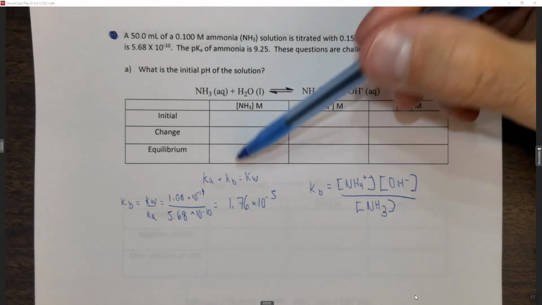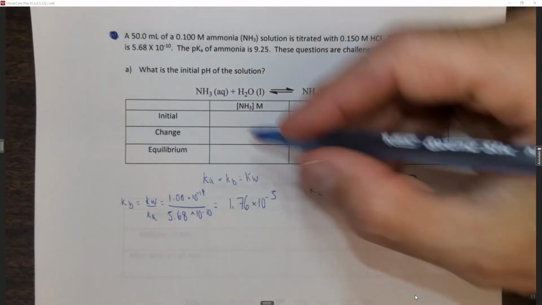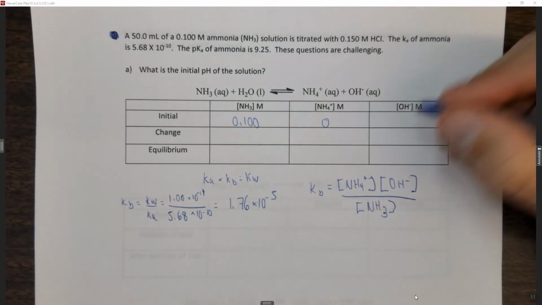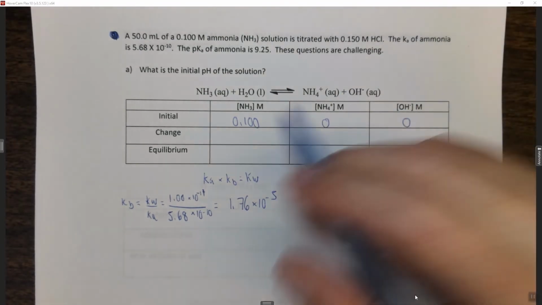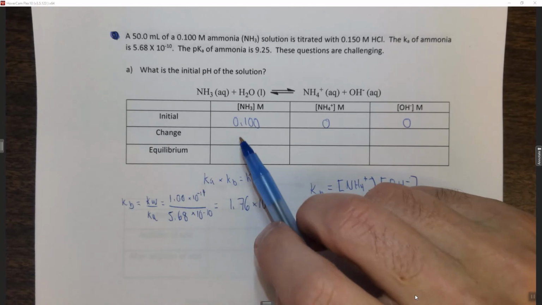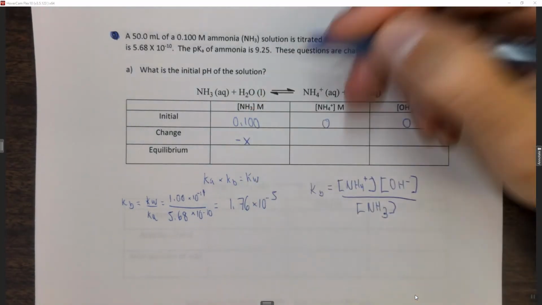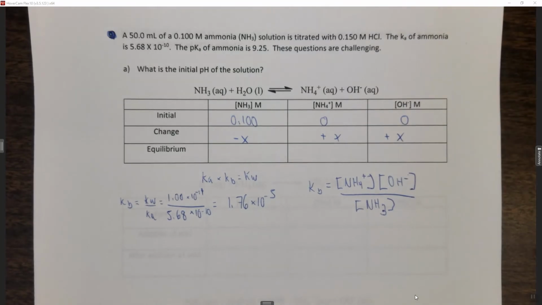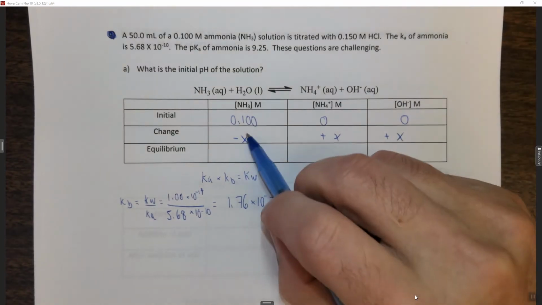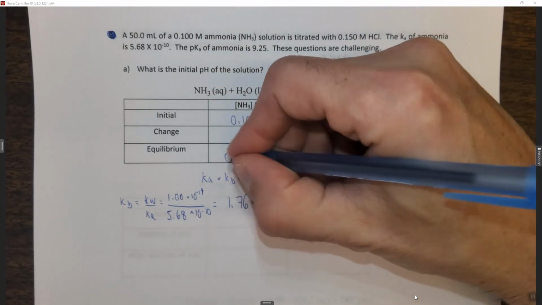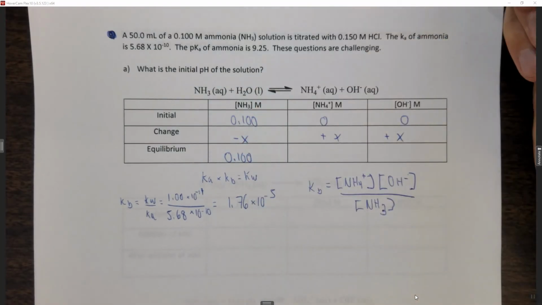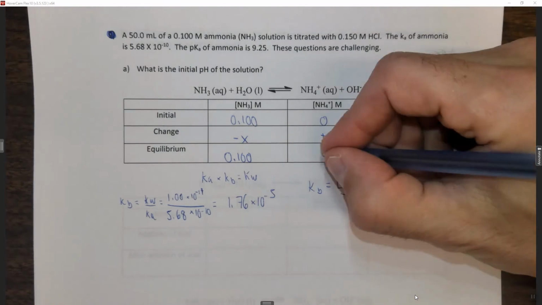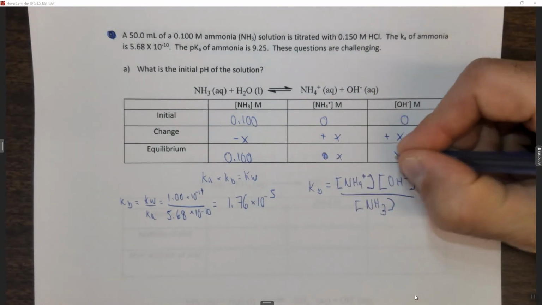Now, if we do the ICE table, the initial concentration of NH3 is provided to us as 0.100. The initial concentration of NH4 plus is 0. The initial concentration of OH minus is 0. But this will react with the water. So the change is we're going to lose some X amount of NH3, and we're going to gain some X amount of NH4 plus and OH minus. We're going to assume that this X is negligible, although you could test to see if it's less than 5%. We're going to assume it's less than 5% here, or 5 to 10%. And here we have 0.1 molar. Here we have X, and here we have X.